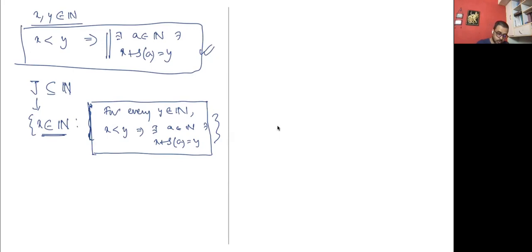Okay. So now the idea of the proof is to do the following: to show that 0 belongs to J and J is inductive. Now, once you show these two things, it will follow that.